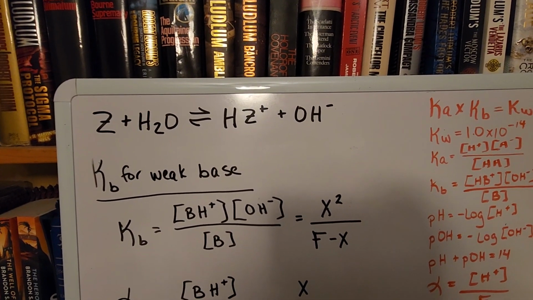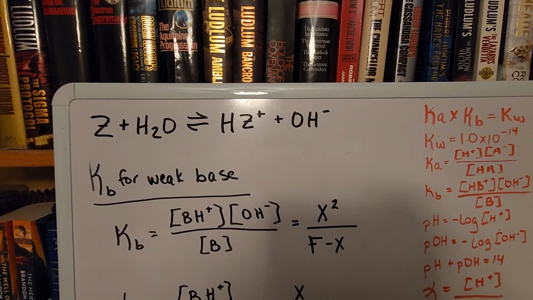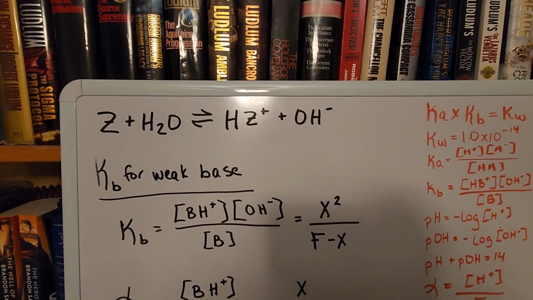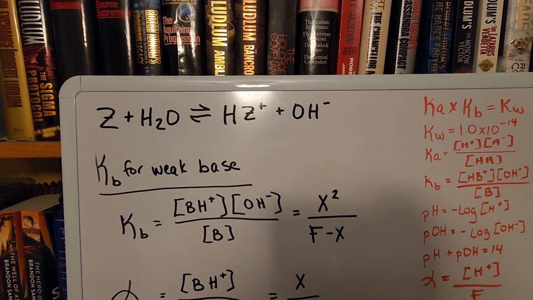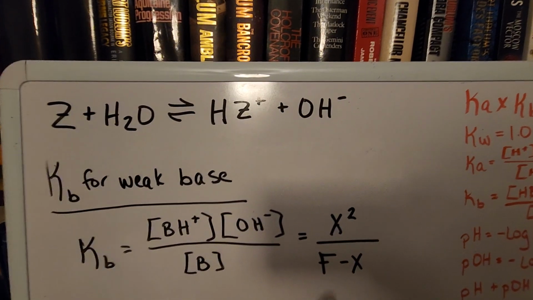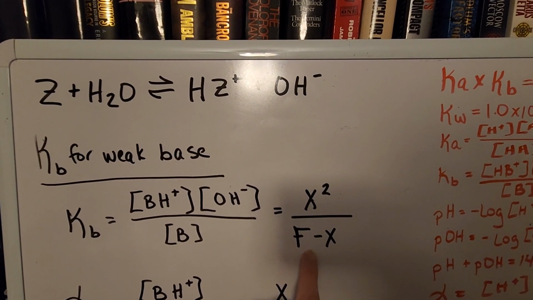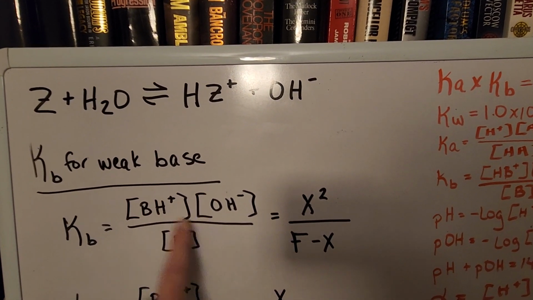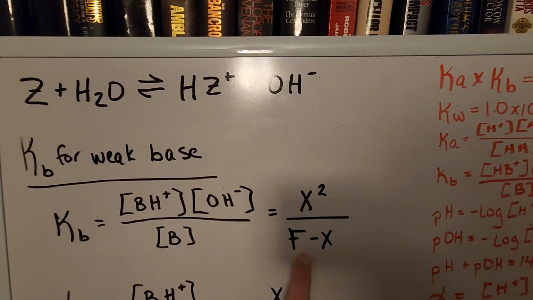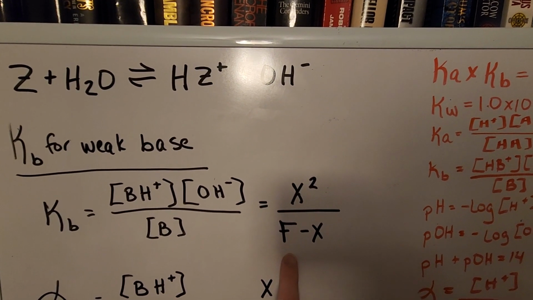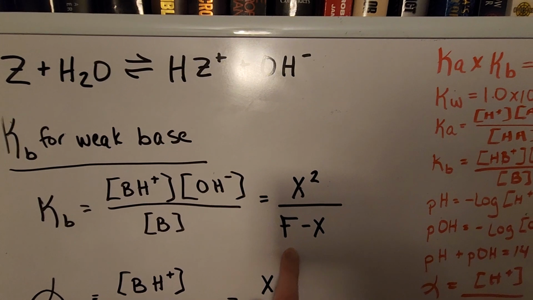So our Kb, and remember K is our equilibrium constant for the base, is going to be a little bit different. It looks very, very similar, but we have to account for the portion of our concentration that is not fully dissociated, such as where we have the x squared over F minus x. So remember, F is our formal concentration.